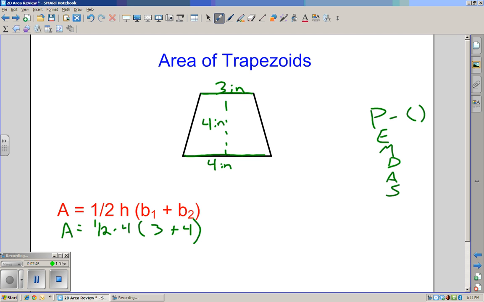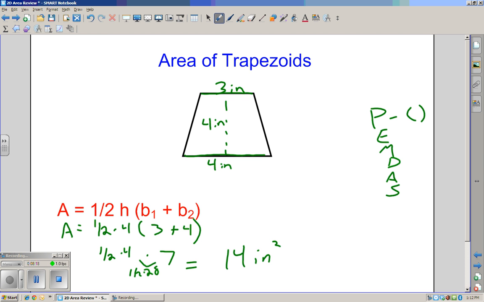So I have to go with the 3 plus 4, which is 7, and then I can just bring everything else down. 1/2 times 4, and then since there is no sign between the 4 and the parentheses, that is a times as well. So I have 1/2 times 4 times 7. 7 times 4 is 28, and 1/2 of 28 is 14 inches squared. Again, we're doing area, so don't forget your squared.